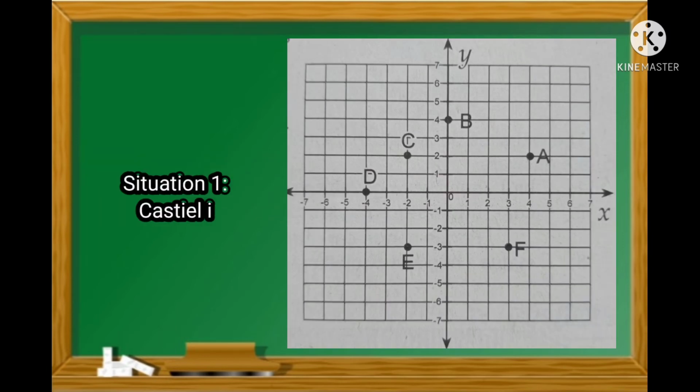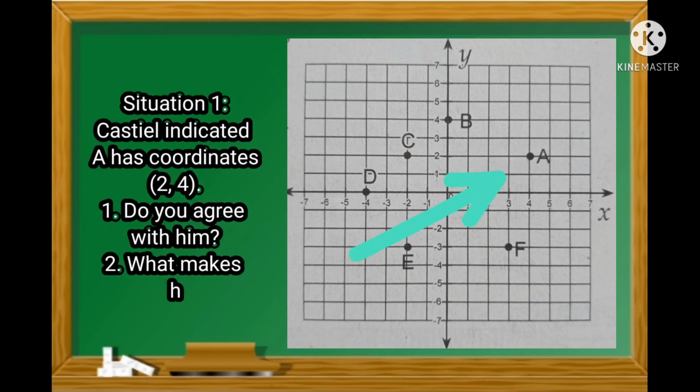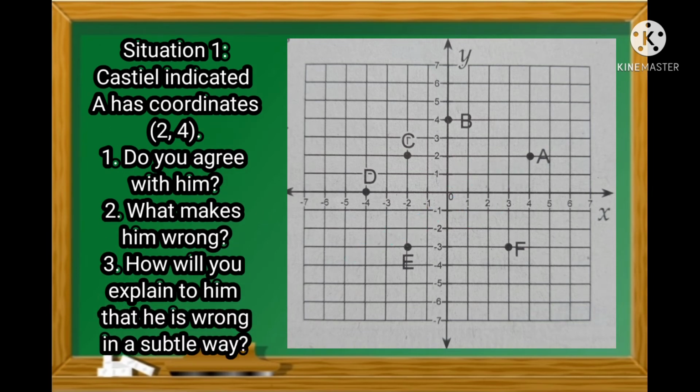This is the first situation. Castiel indicated point A has coordinates (2, 4). Do you agree with Castiel? What makes Castiel wrong? And how will you explain to him that he is wrong in a subtle way? Anybody from the class? Yes, Charis, are you trying to answer?